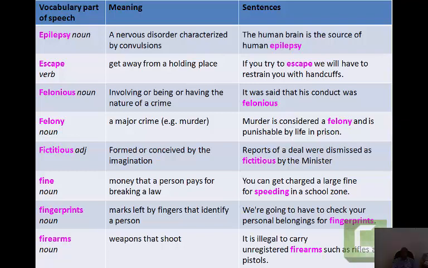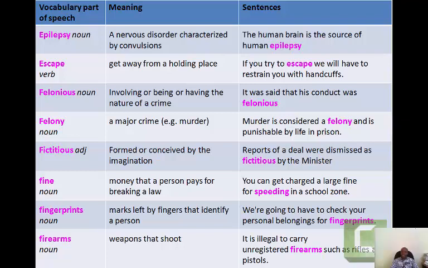Fictitious, adjective. This refers to something that is formed or conceived by the imagination. Example, reports of a deal were dismissed as fictitious by the minister. Fine, noun. This is a kind of money that a person pays for breaking a law. Example, you can get charged a large fine for speeding in a school zone.